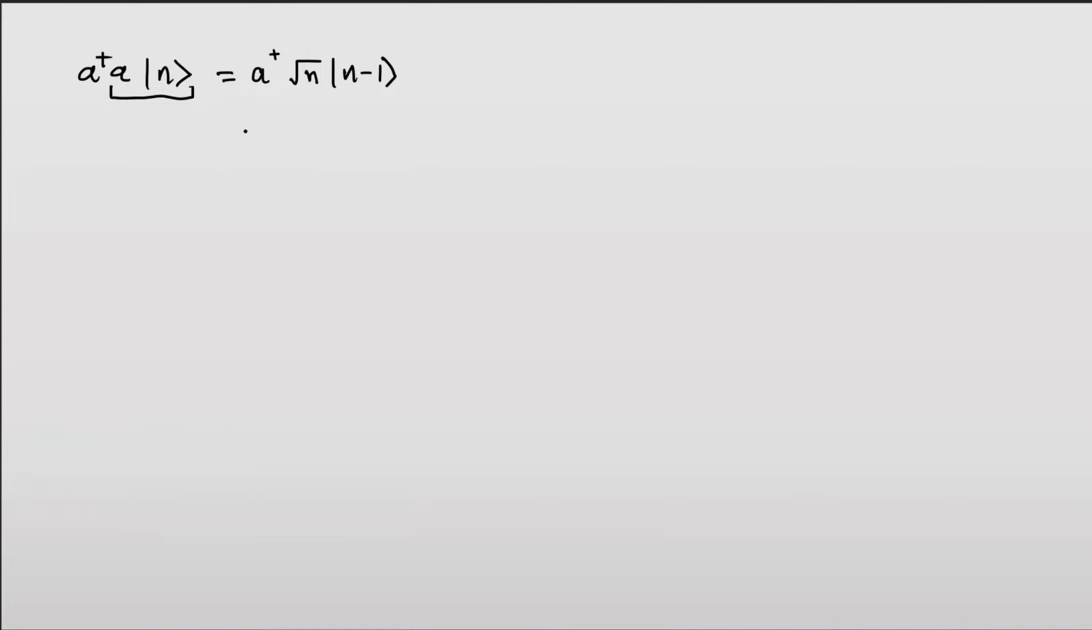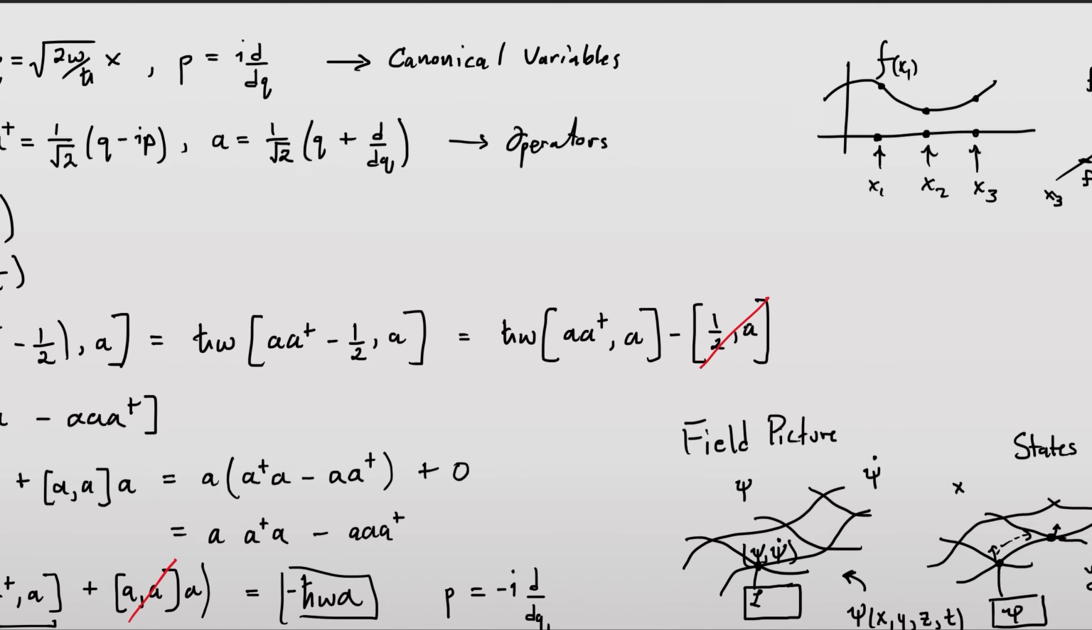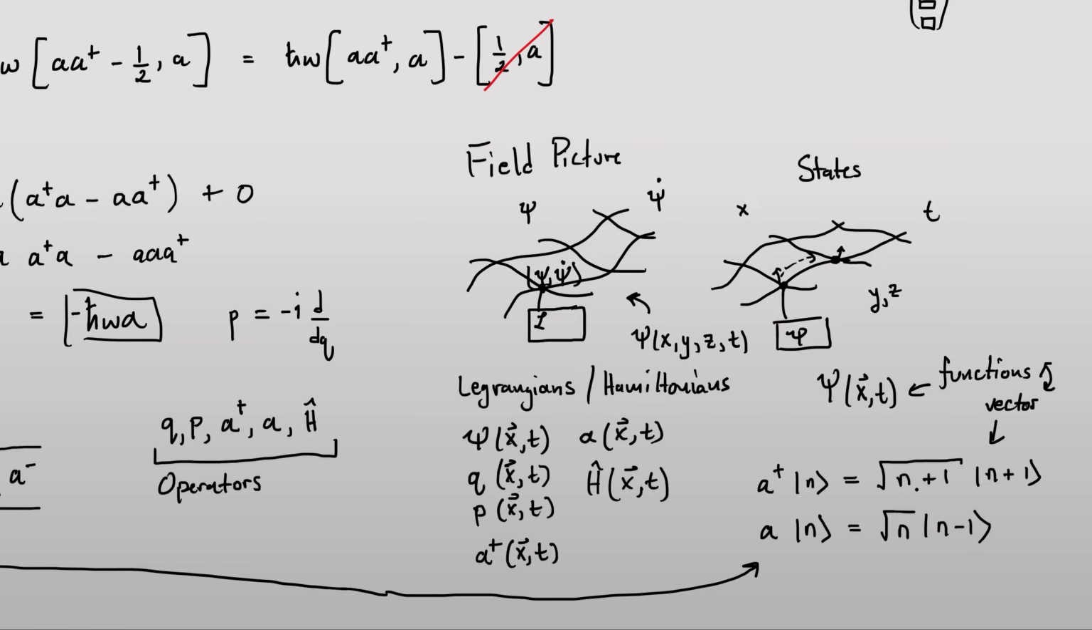Okay. And then we're going to have, so this is just a number. So this square root of N can come out here. Then we're going to have an A dagger acting on N minus 1. Well, if we go back here, this here is what A dagger acting on N looks like. So A dagger on N minus 1 is just going to be minus 1s on all of these. So we're going to have something that looks like this.